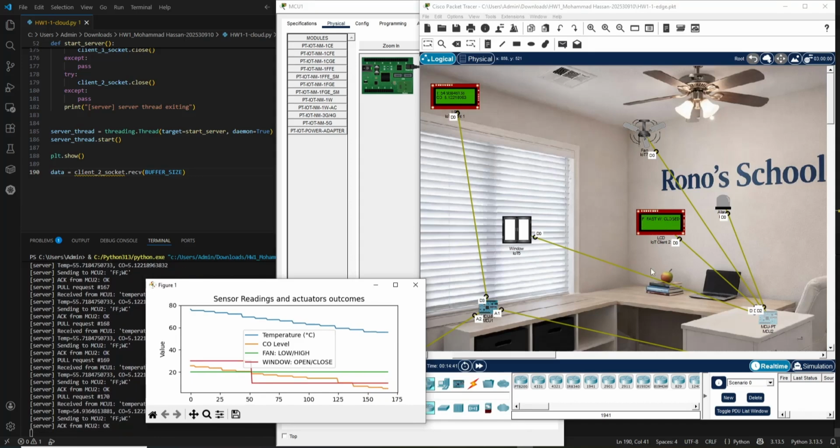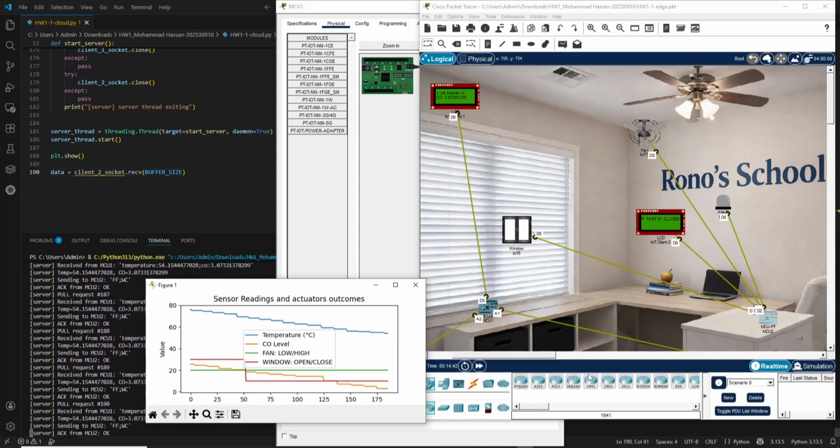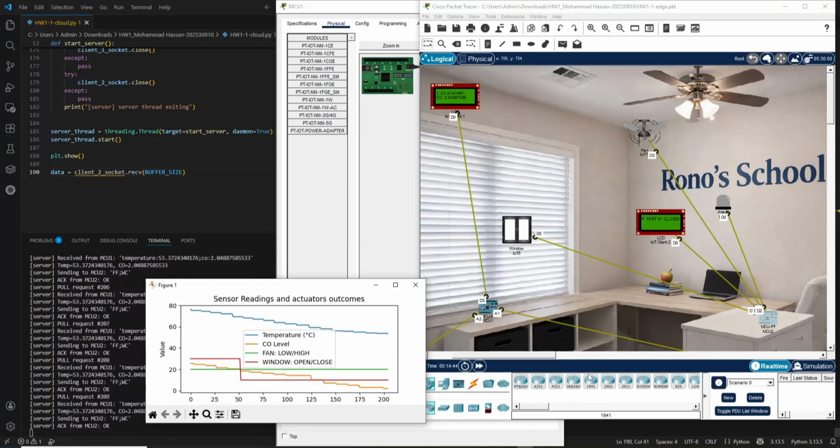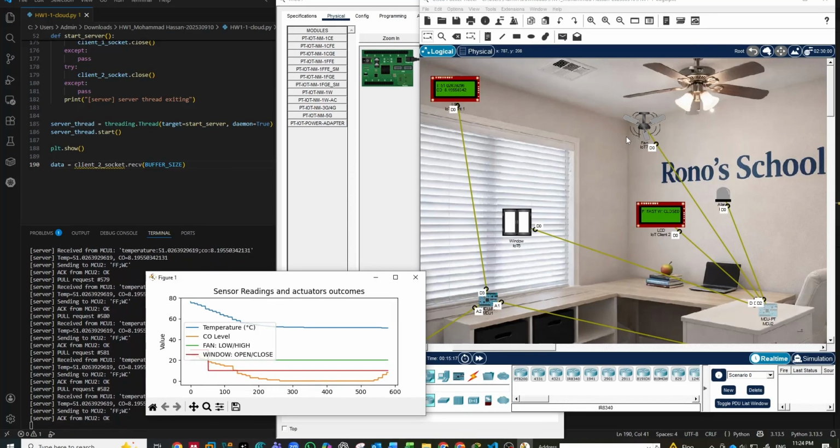As shown, the fan is currently operating in fast mode because the temperature exceeds 50 degrees centigrade. You see around the fan there are two circular bars representing the high speed. The window remains closed since the CO level is below 20 ppm.